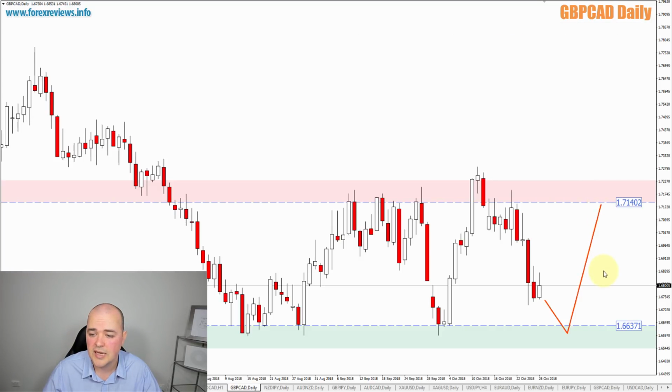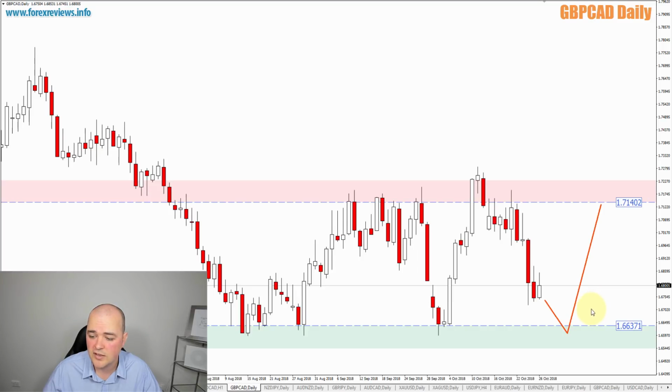So overall on GBP CAD, holding the 166.37 zone area as a potential target area to the downside for all those people holding a sell trade from the recent test of the 171.40 zone area, and also holding the 166.37 zone area as an area on this market where I'm just looking for bullish evidence in this area and a potential move to the upside from this important zone.